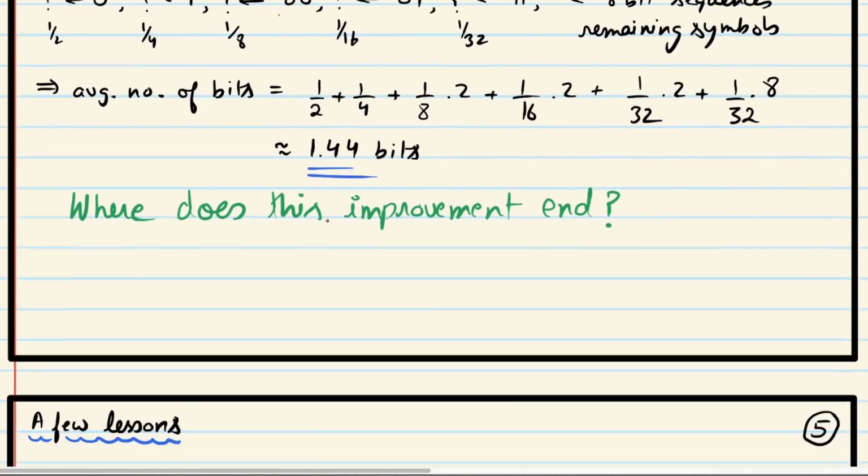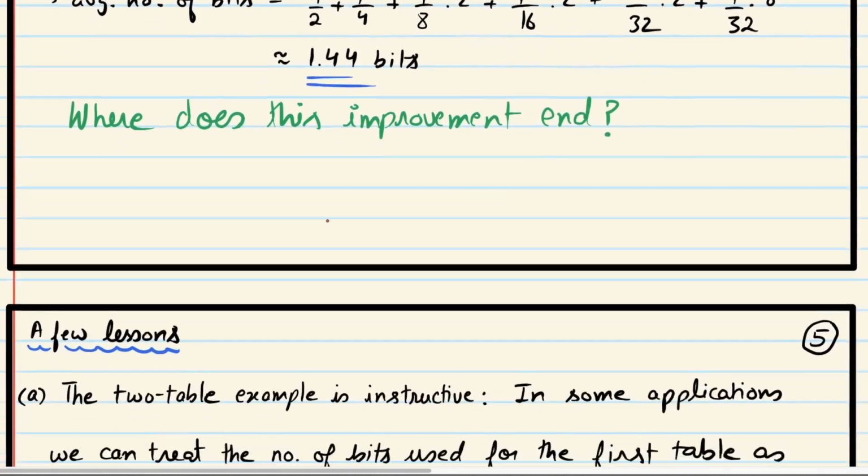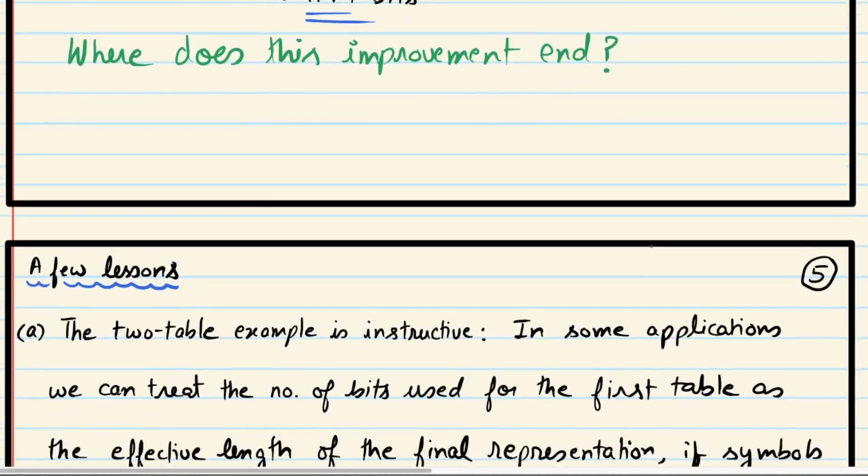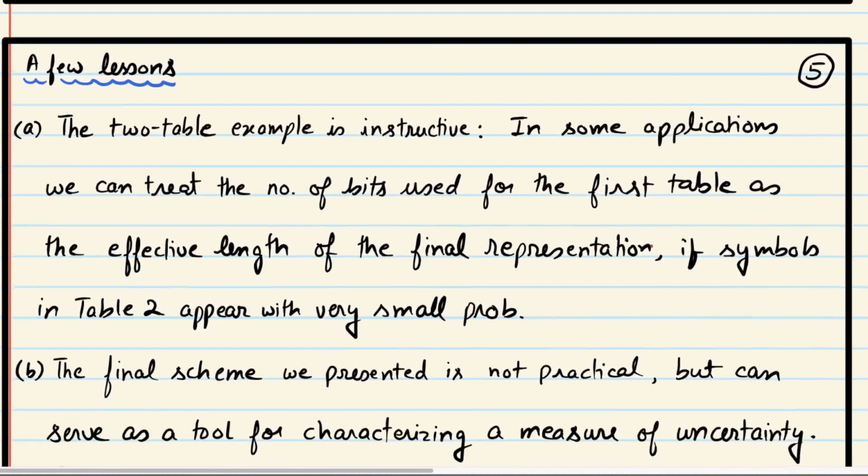Okay, so where does this improvement end? So we will think about that question, because we want to answer this question to figure out what is the minimum number of bits required to represent a source, and that's a measure of uncertainty of the source. But let's summarize the lessons we learned from this example.